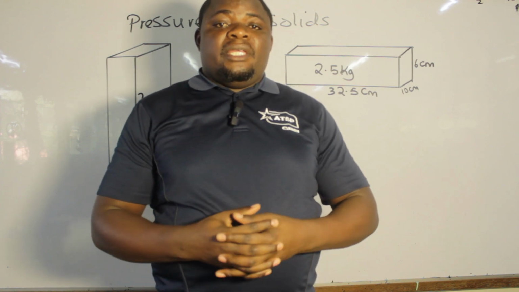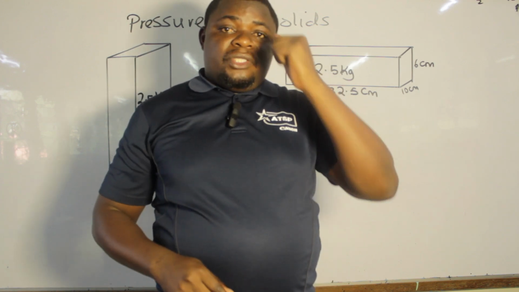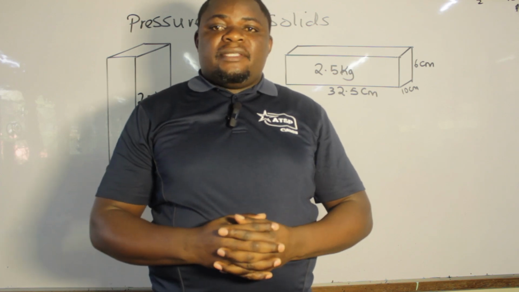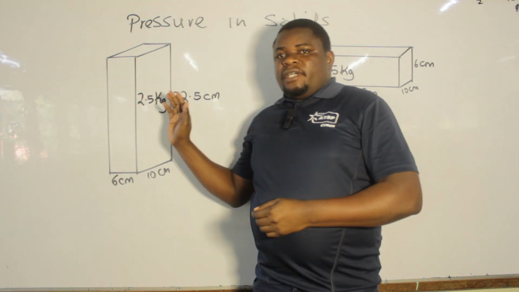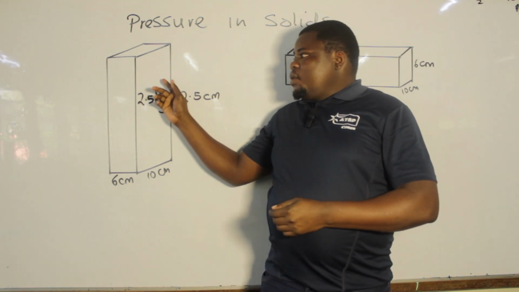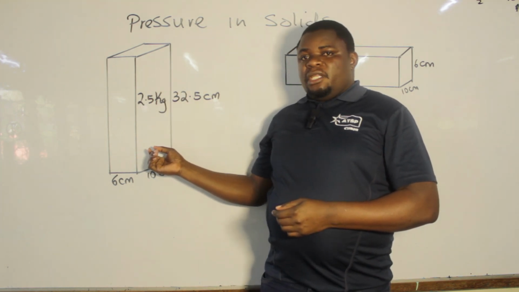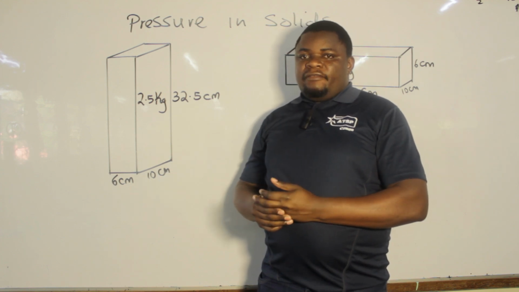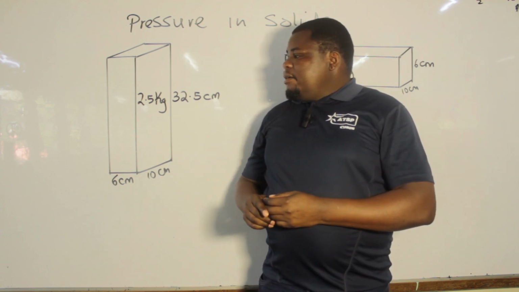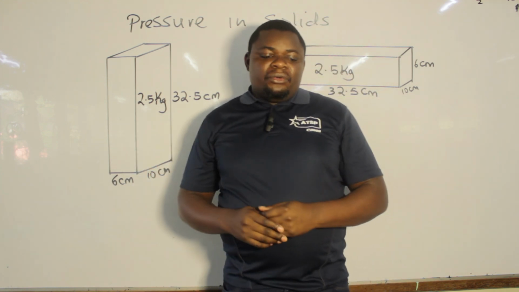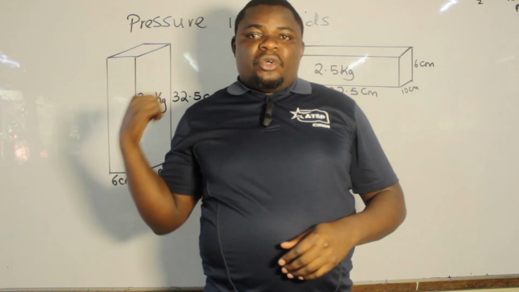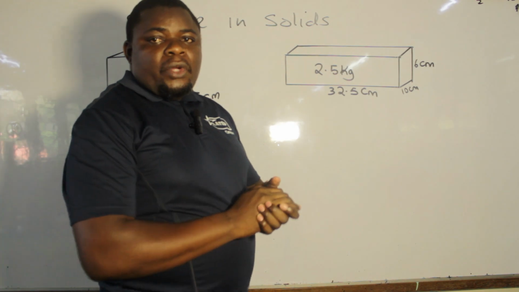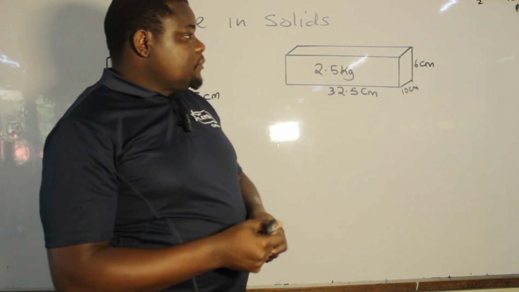So today we look at pressure as a chapter, and we'll start with pressure in solids. With me here I have a certain solid. This is a cuboid measuring 6 by 10 by 32.5, and we are just going to see how pressure on this object behaves.